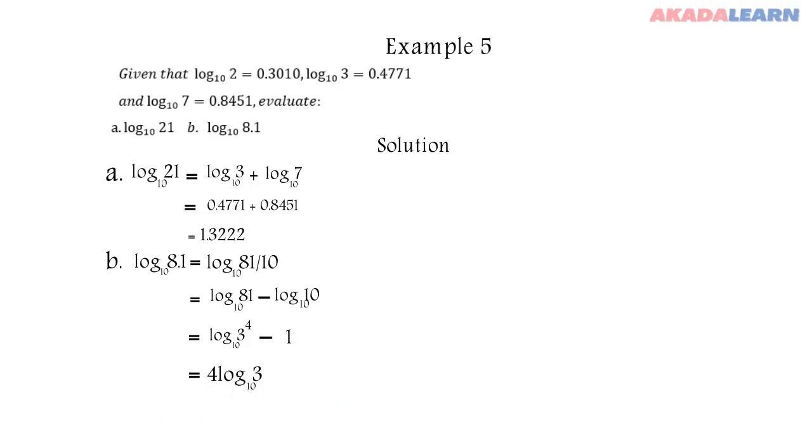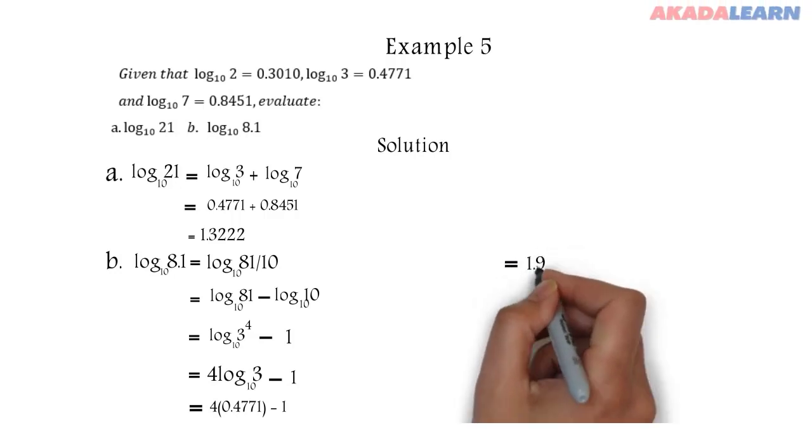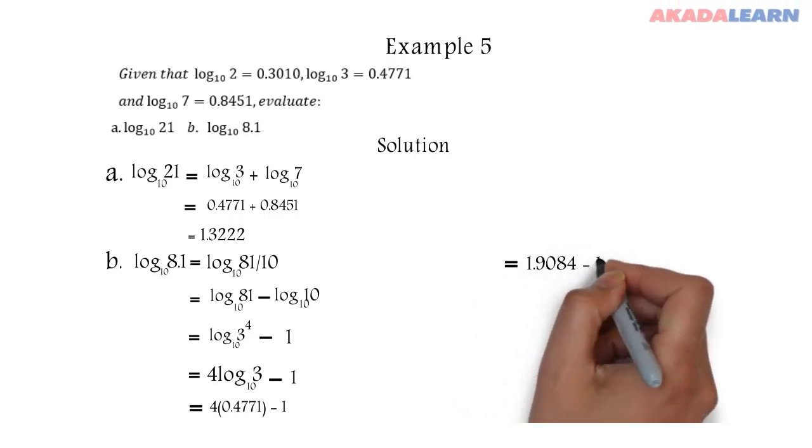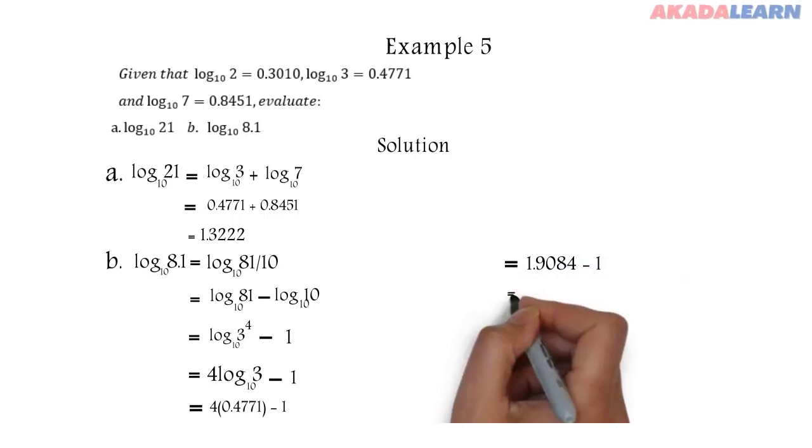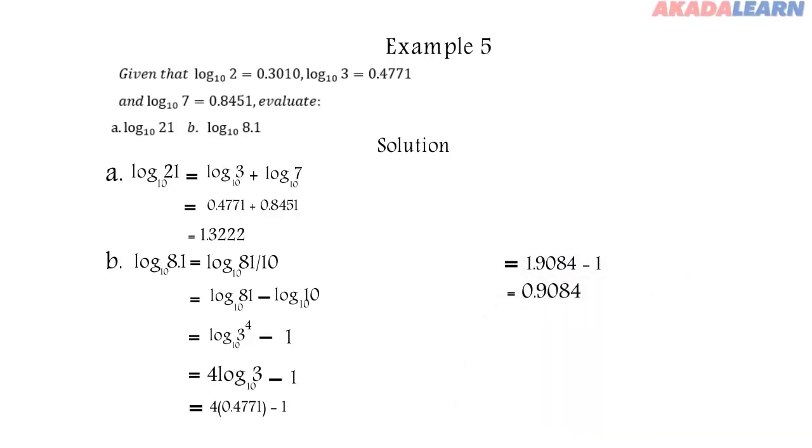then minus 1. Now the value of log 3 base 10 is given to us. So we are just going to multiply it by 4, and we subtract 1 from the answer. So we have 4 times 0.4771 will give us 1.9084. Then we subtract 1, and our answer finally is 0.9084.